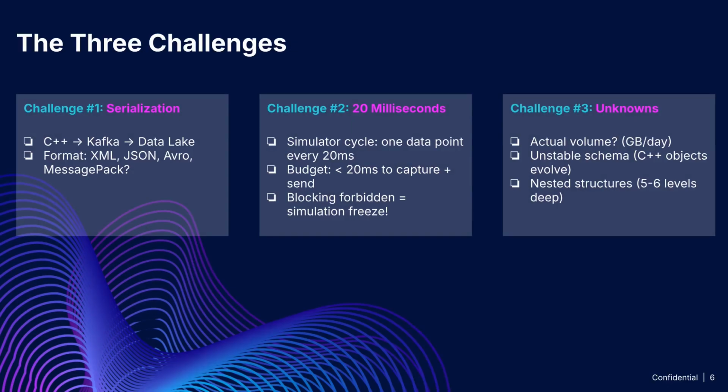Three major technical challenges. First challenge, cross-language serialization. The C++ application produces complex objects. We need to serialize them for Kafka, then exploit them in SQL. XML? Too verbose. Avro? Too rigid for our evolving schemas. We chose XML to JSON via a streaming flow.